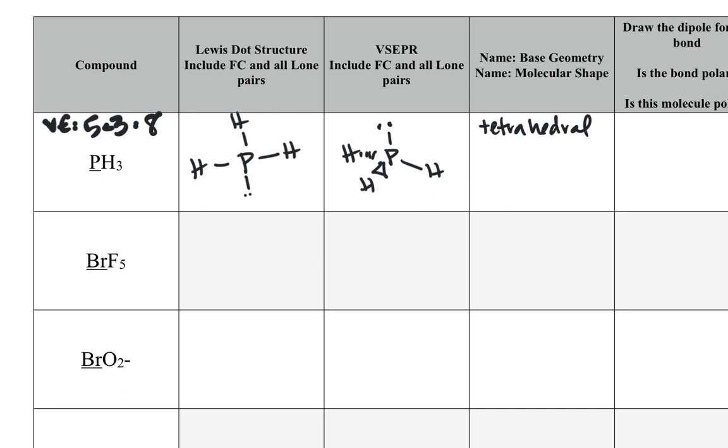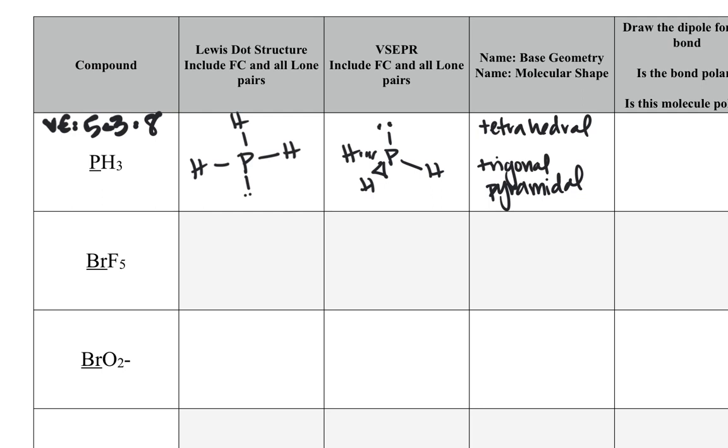Now, it gives you the base geometry. That's related to the steric number. The molecular shape is what it looks like, because you can't see electrons. So in this case, it is trigonal pyramidal. Either one is fine.